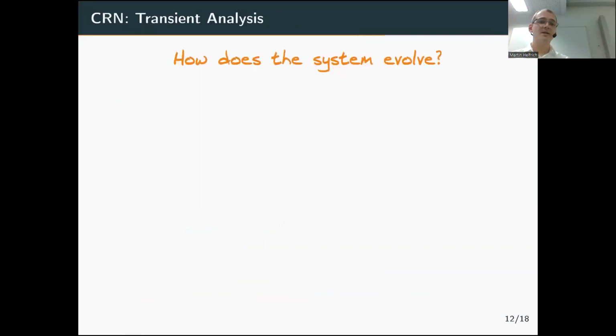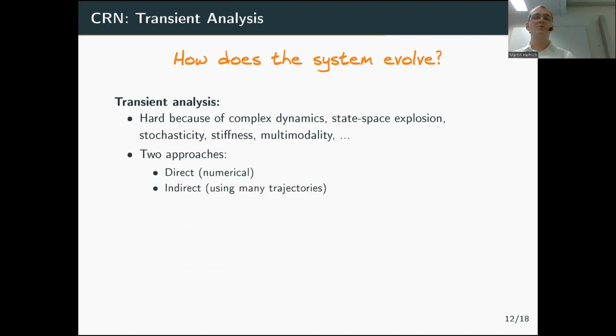So a typical question you have about these models is, how does the system evolve? How many viruses are there in 200 seconds? And so what you actually want to do is a transient analysis. Unfortunately, transient analysis of chemical reaction networks can be quite complicated. We already mentioned that the number of molecules can grow, right? So you have a state explosion problem here. You can have very complicated dynamics of the system. And there are other problems like stiffness, multimodality, and things like very fast reactions and slow reactions.